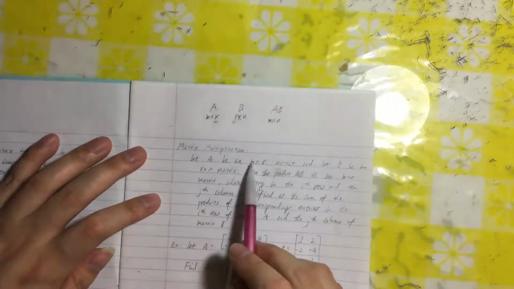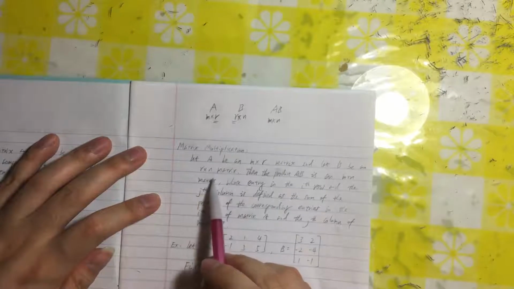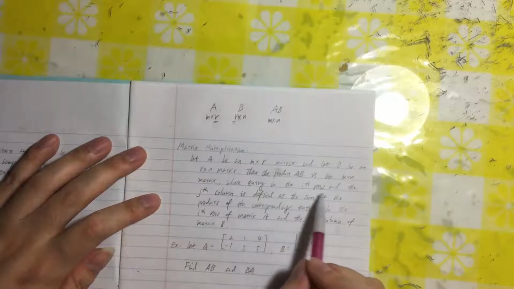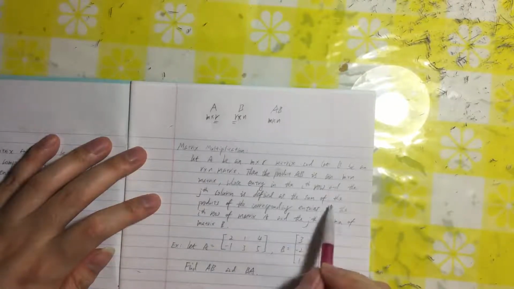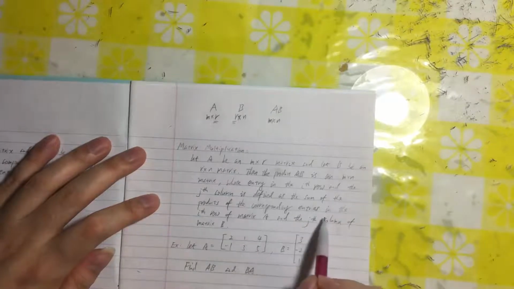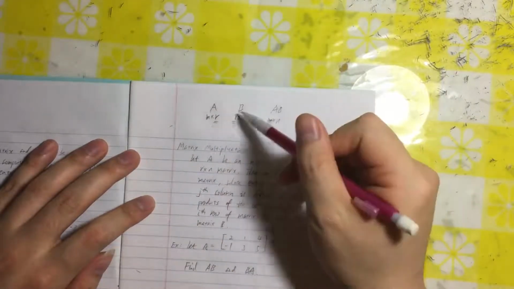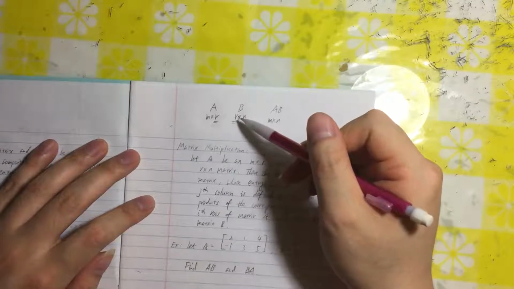So if A is an m by r matrix and B is an r by n matrix, then their product AB is an m by n matrix, whose entry in the ith row and jth column is defined as the sum of the products of the corresponding entries in the ith row of matrix A and the jth column of matrix B. What it says here is that in matrix AB, if we try to find the entry in the ith row and the jth column, we pick the ith row in matrix A and the jth column in matrix B. Then we multiply the corresponding entries and add them up. That's the entry in the ith row and jth column in matrix AB.